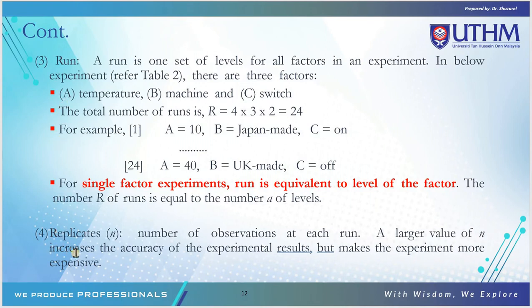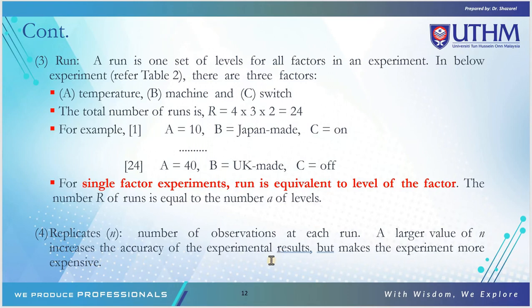And then next we have the term replicates. So what do replicates mean? It is the number of observations at each run. That means how many observations or how many outputs for each run. Just now we have 24 runs. So how many times we repeat the experiment in order to get the output, that is what we call replicates. So n represents the number of replicates. The larger the value of n, the more it will increase the accuracy of the experiment.